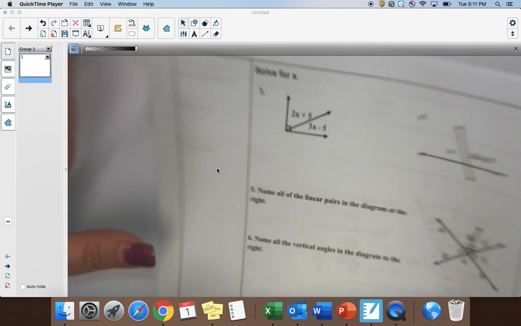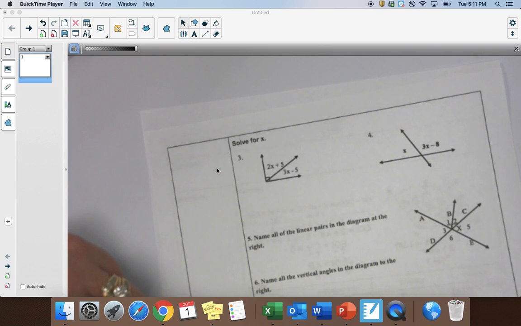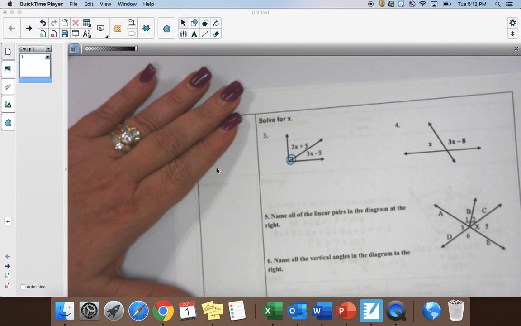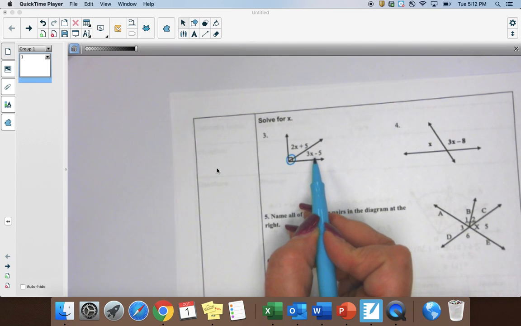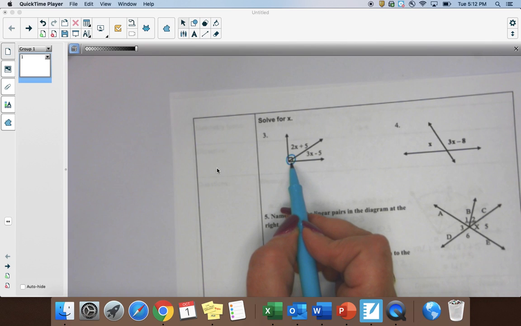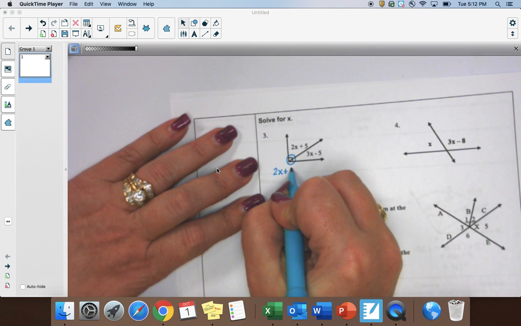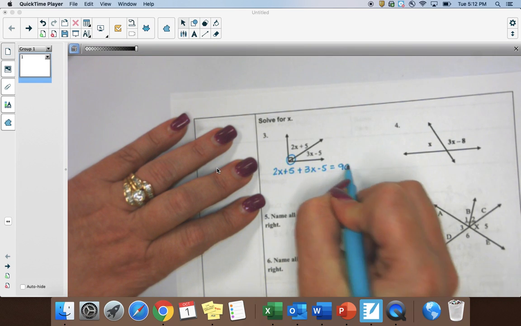Another way that I can tell you that angles are complementary or supplementary: one is I can say they are complements or they are supplements, but another way is I can show you in a picture. So in this picture, don't forget, if we give you something in geometry, it's important and it's there for a reason. We know that these two angles added together are going to equal 90 degrees because we have this piece that's 2x plus 5 and this piece that's 3x minus 5, and we know that those two are going to add to 90 degrees. So you would set up your problem: 2x plus 5 plus 3x minus 5 equals 90 degrees.